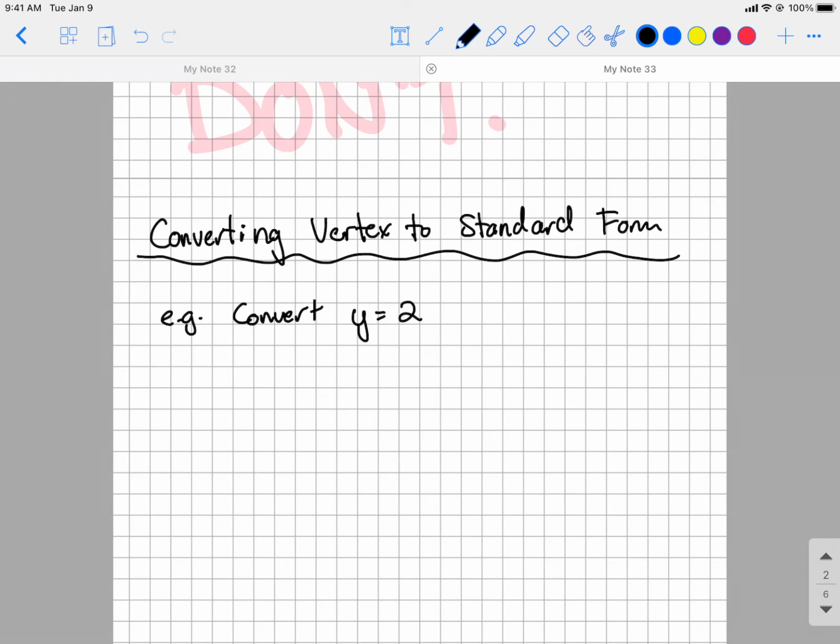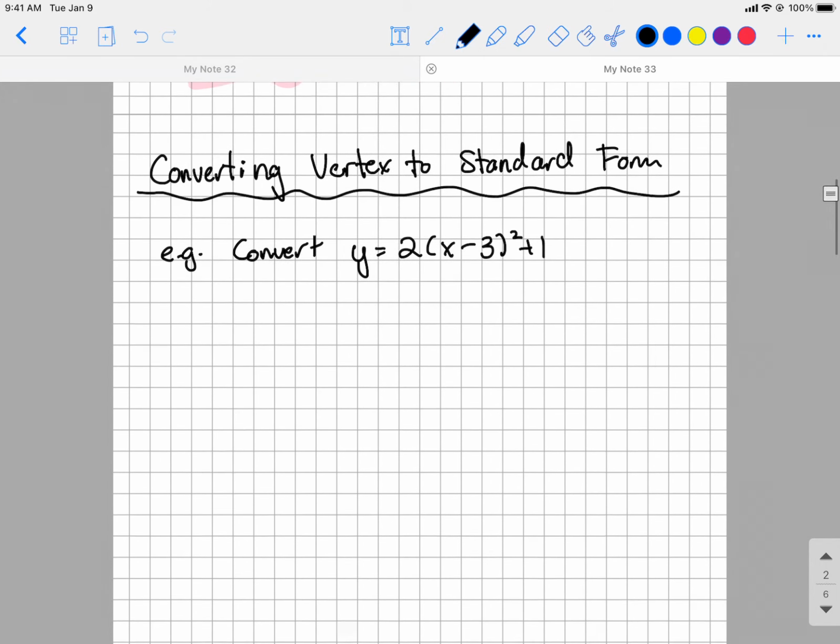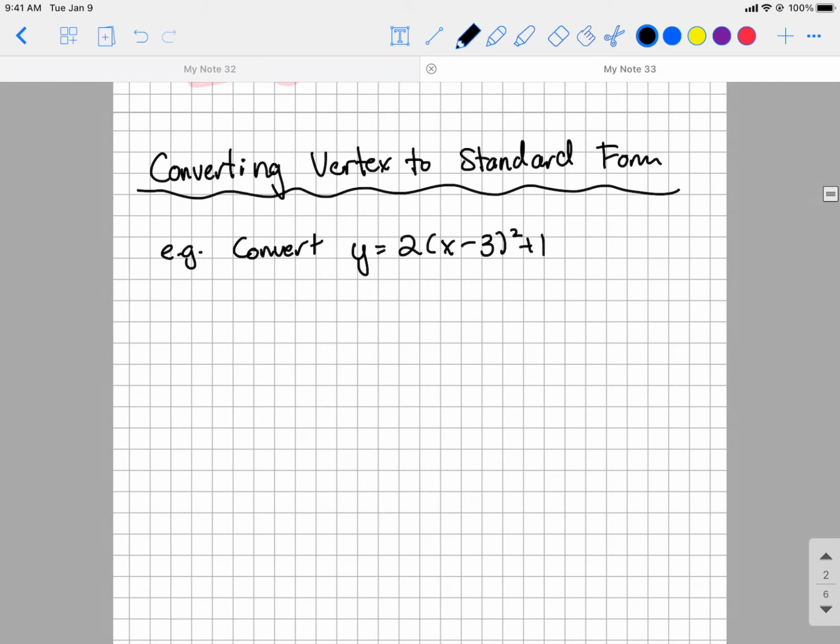y equals 2 times (x minus 3) squared plus 1. All we're really going to do is just follow BEDMAS and simplify everything on the right. So remember, BEDMAS is brackets, exponents, division, multiplication, addition, and subtraction. So here, for brackets, we don't actually have anything we can do inside the brackets because x and 3 can't be combined. What we can do is start with our exponent. So we've got (x minus 3) squared. So let's take a look at that.